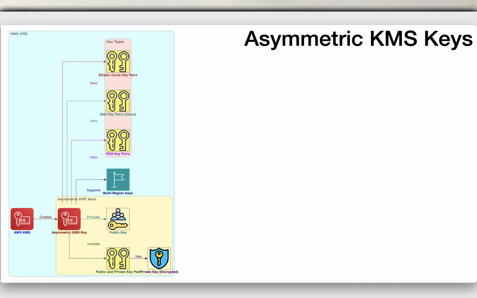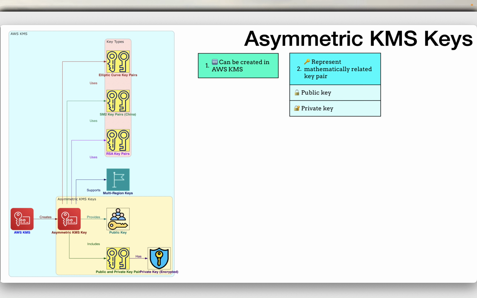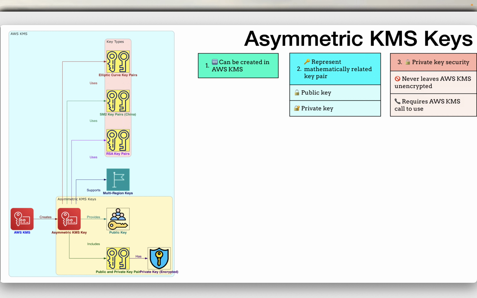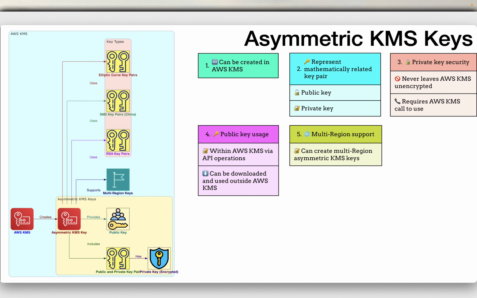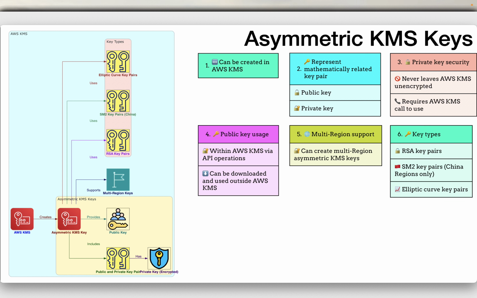Okay, next we'll see asymmetric KMS keys. You can create asymmetric KMS keys in AWS KMS. An asymmetric KMS key represents a mathematically related public key and private key pair. The private key never leaves AWS KMS unencrypted. To use the private key, you must call AWS KMS. You can use the public key within AWS KMS by calling the AWS KMS API operations, or you can download the public key and use it outside of AWS KMS also. You can also create multi-region asymmetric KMS keys.